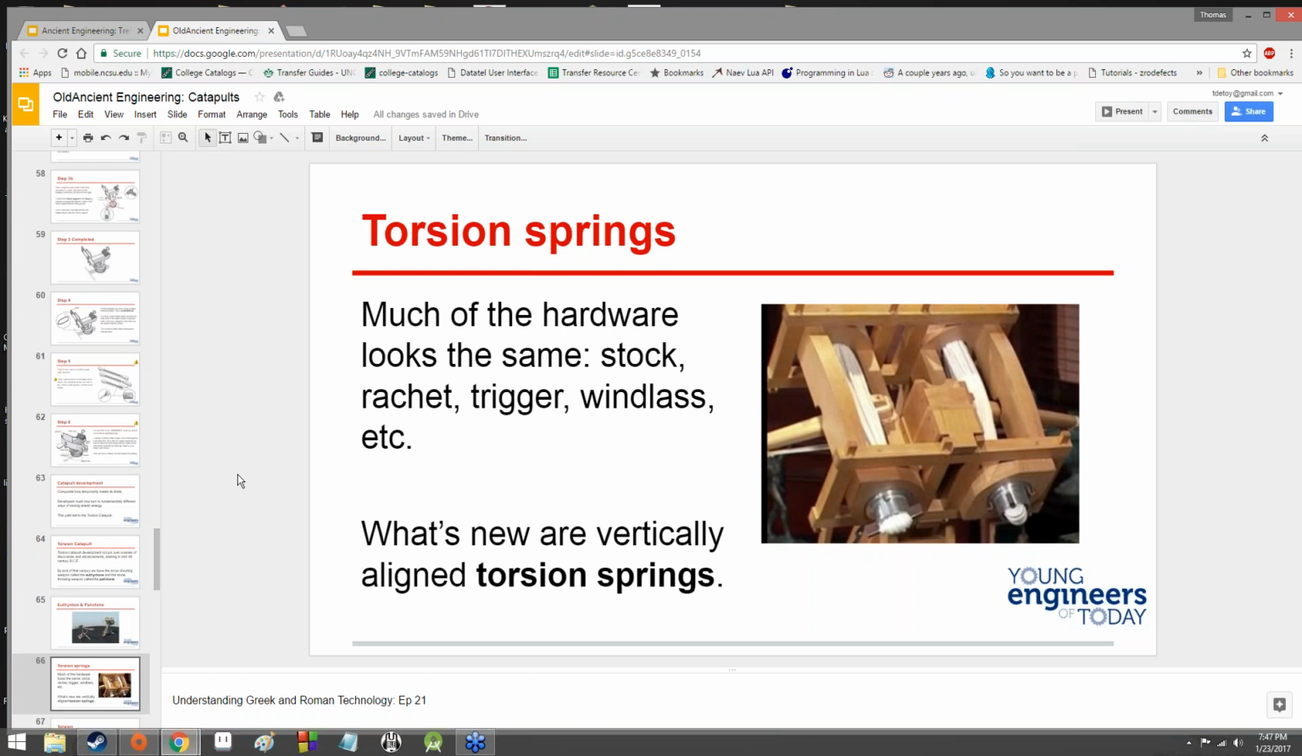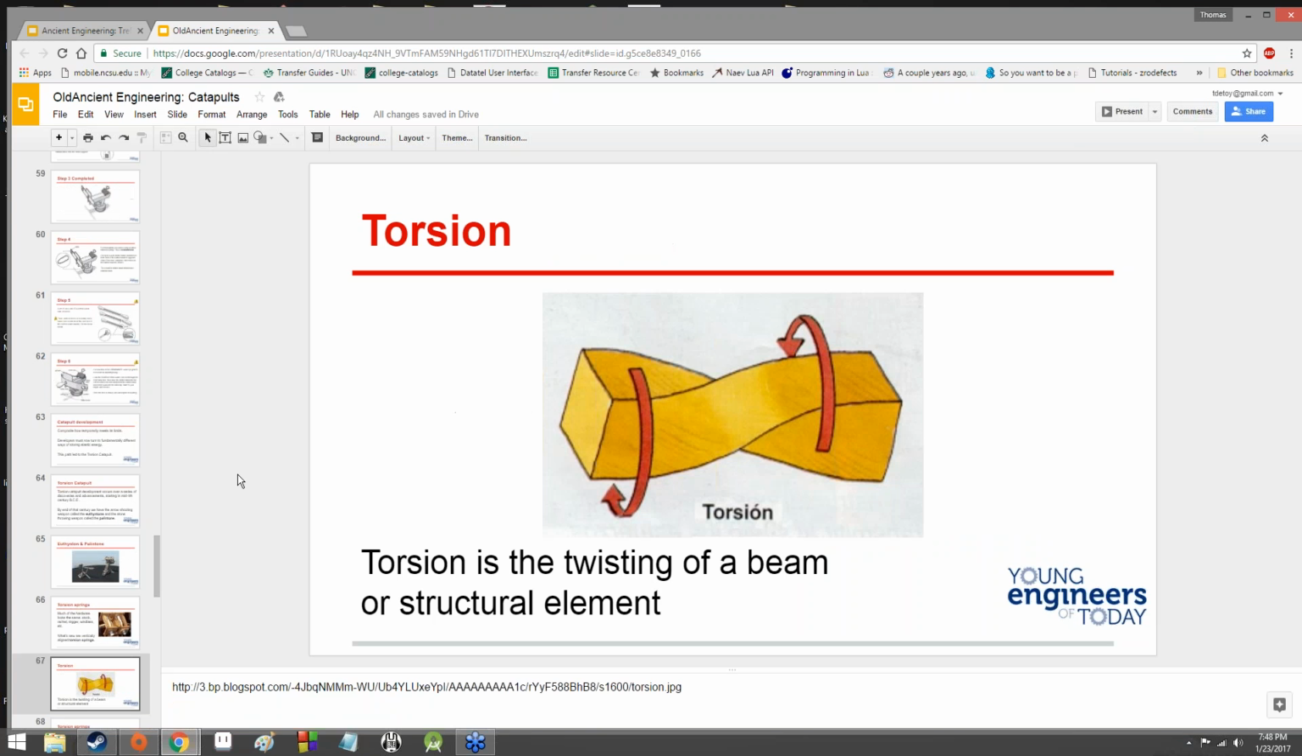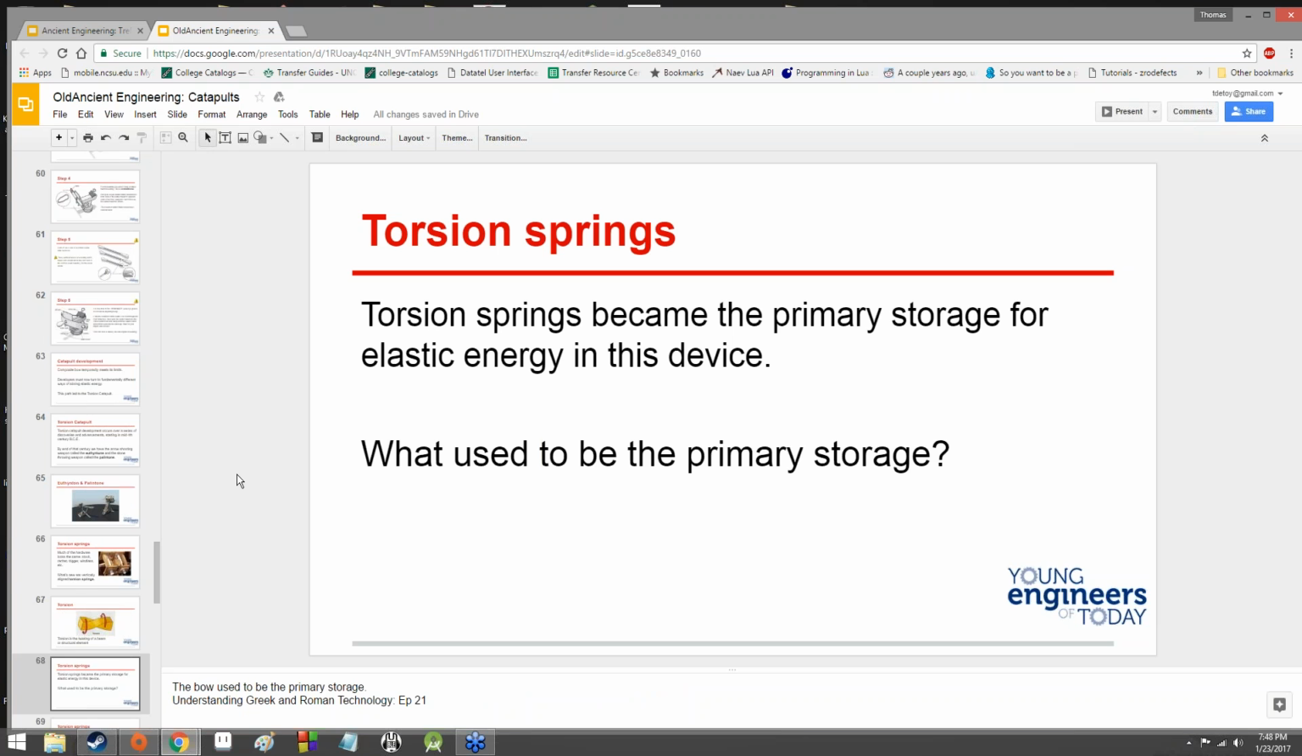But much of the hardware looks the same as the Zopyrus's bow. So you got the stock, the ratchet, the trigger, the windlass, and all that kind of stuff. But what's new are vertically aligned torsion springs. And essentially, the torsion is the twisting of a beam or structural element. That's how you can create stored energy, is a torsion. By twisting something, it wants to return to its natural untwisted state. So torsion springs became the primary storage for elastic energy in this device.